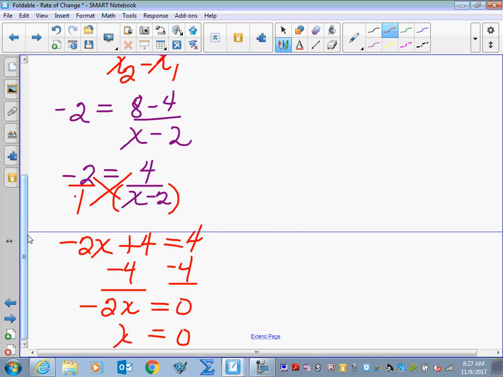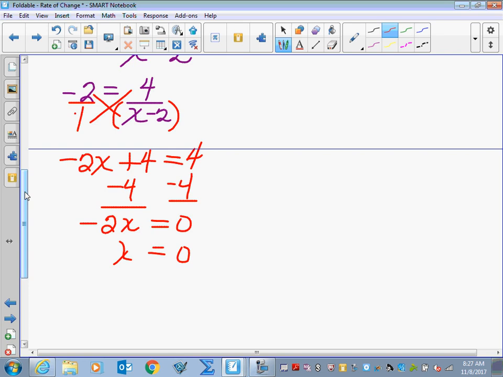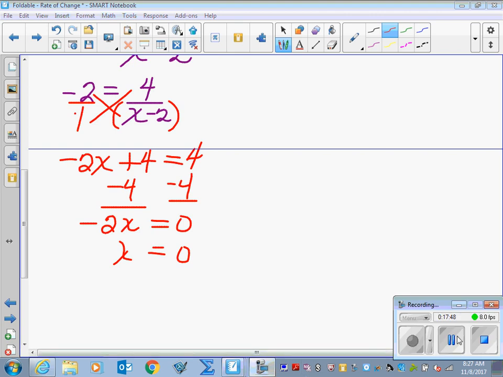Okay. All right. So again, using the slope formula is actually kind of easy because you are able just to put everything in its proper place and just treat it like a proportion. All right. Any questions on that? I'm going to do another one. Okay, hold on one second. All right.